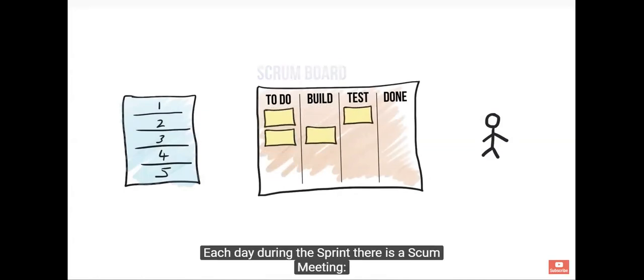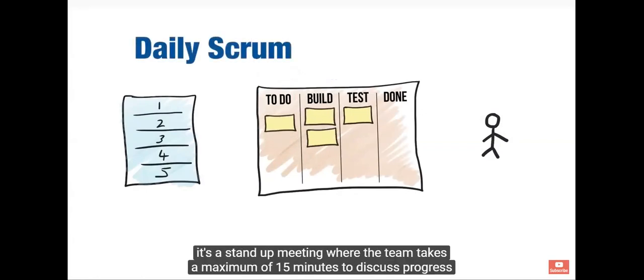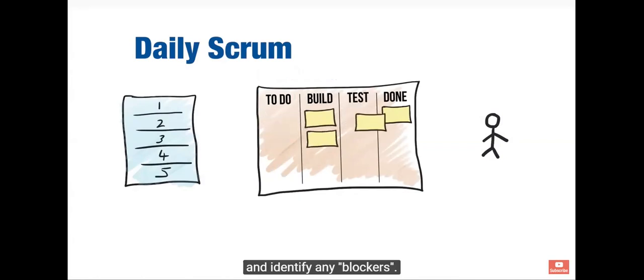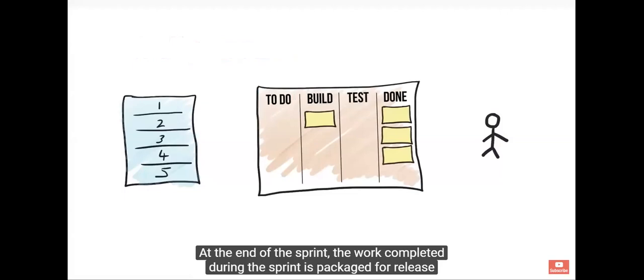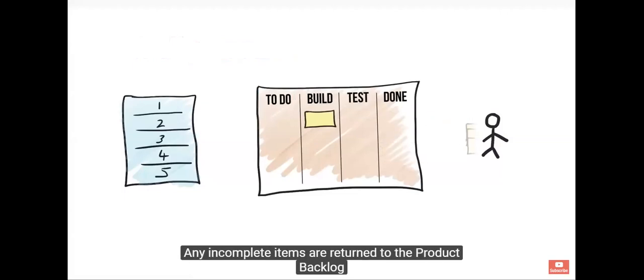Each day during the sprint, there's a Scrum meeting. It's a standard meeting where the team takes a maximum of 15 minutes to discuss progress and to identify any blockers. At the end of the sprint, the work completed during the sprint is packaged for release. Any incomplete items are returned to the product backlog.